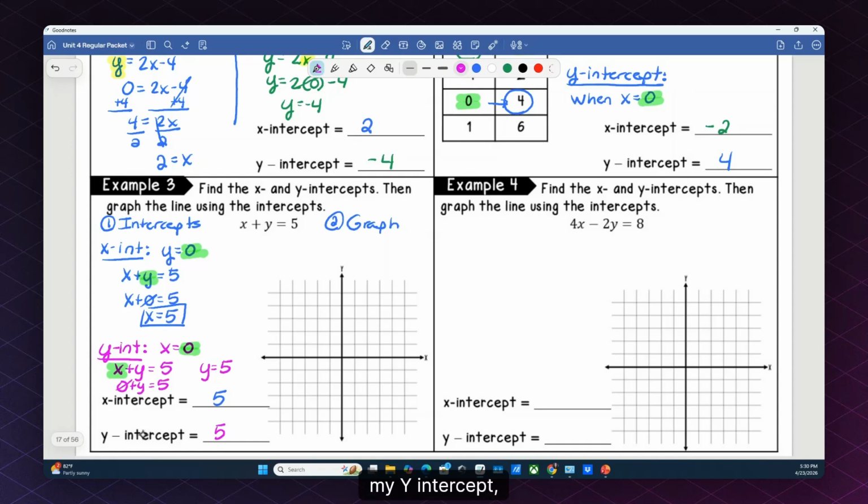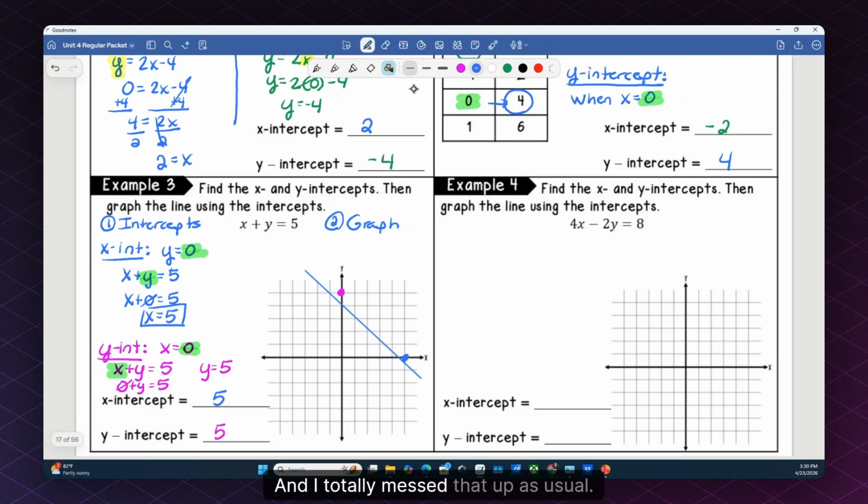Okay, my y-intercept is where my y is a positive 5, so it's a positive 5 right here. And my x-intercept is where my x is a positive 5, which is right here. Okay, and then all we have to do now is draw our line.